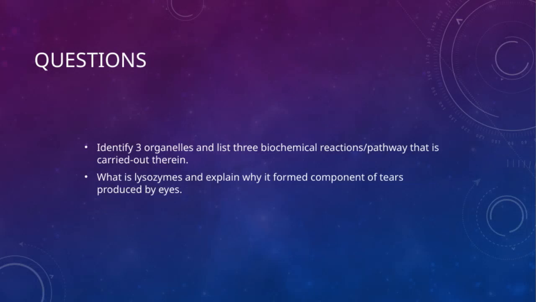Let's take a closer look at some key organelles and the biochemical reactions that happen within them. First, the mitochondria, often called the powerhouses of the cell, are responsible for cellular respiration, producing ATP, which is the main energy currency. Next, the nucleus serves as the control center, where DNA replication and transcription occur, allowing the cell to produce proteins and replicate itself.